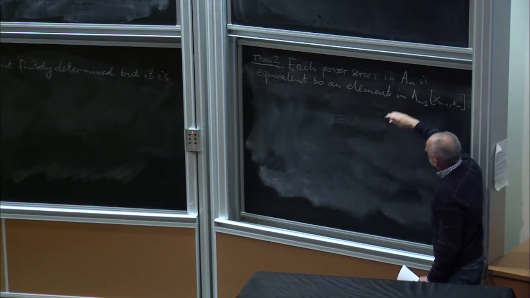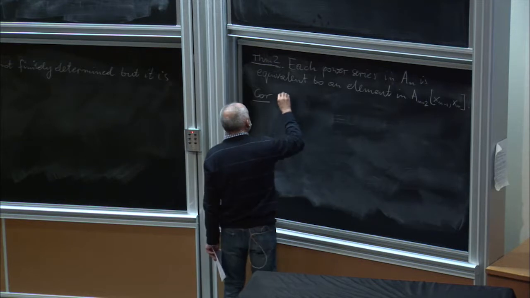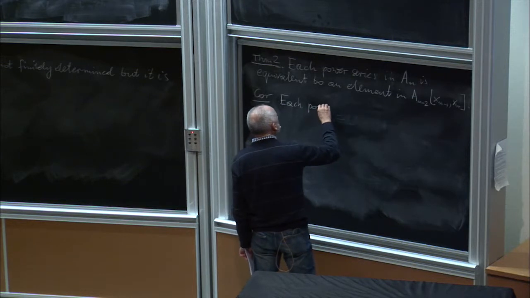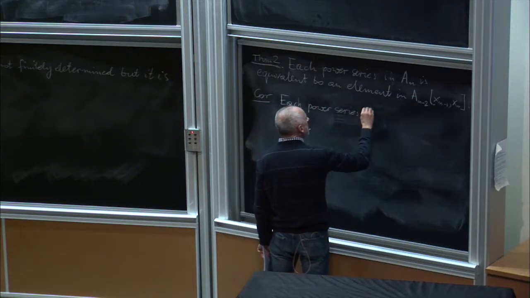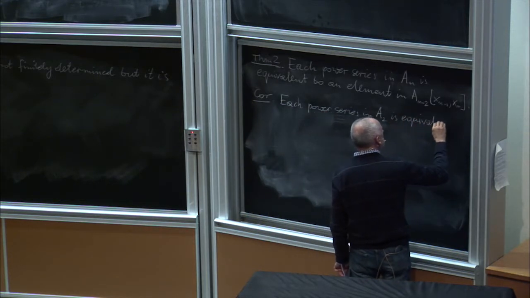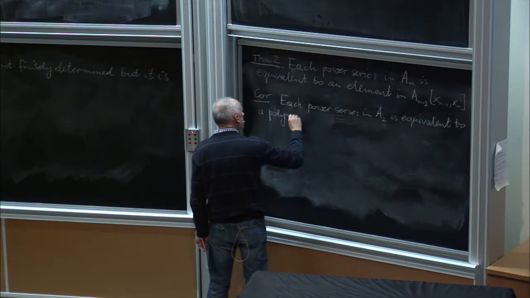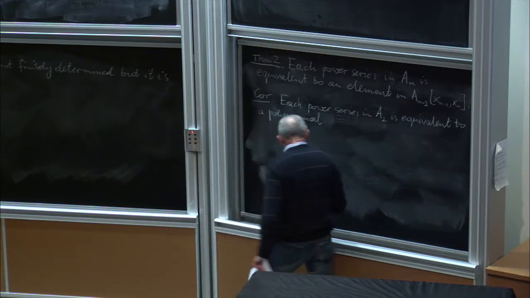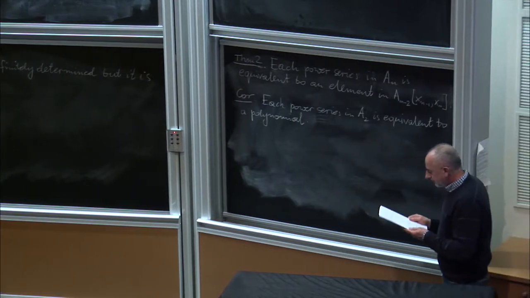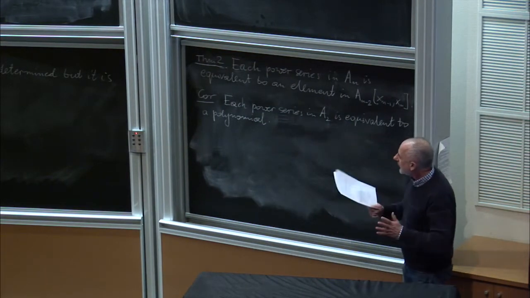So, as a corollary, which follows immediately from Theorem 2, we have the following. Each power series in A_2 is equivalent to a polynomial. Okay. So I have the statements of two theorems, and now I will try to describe the proof.